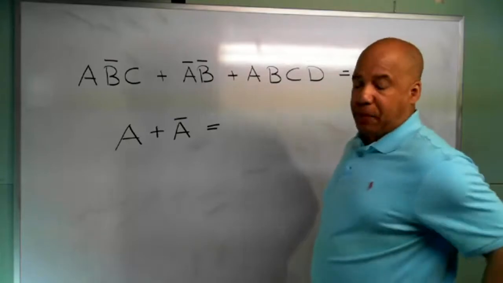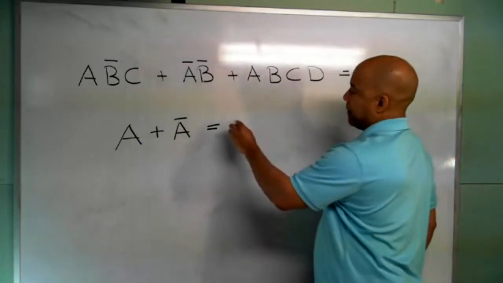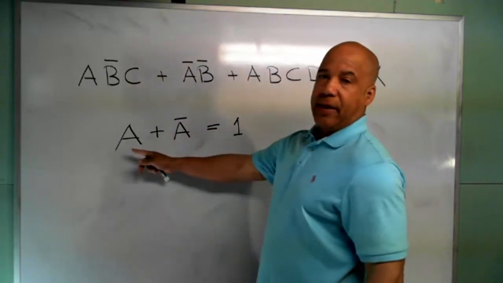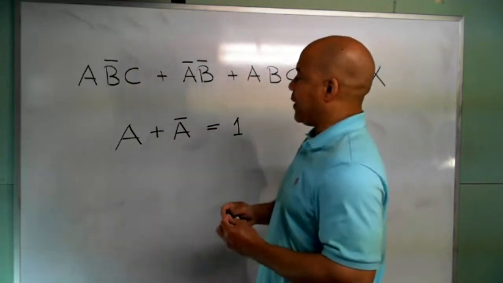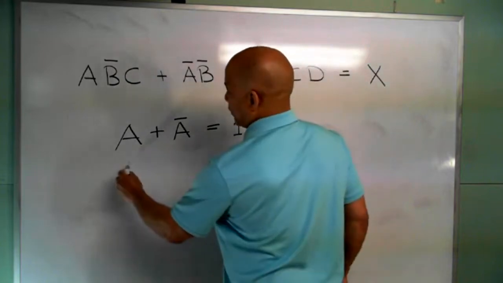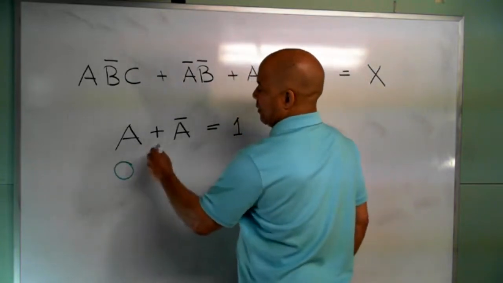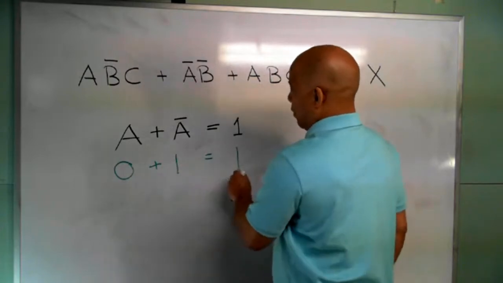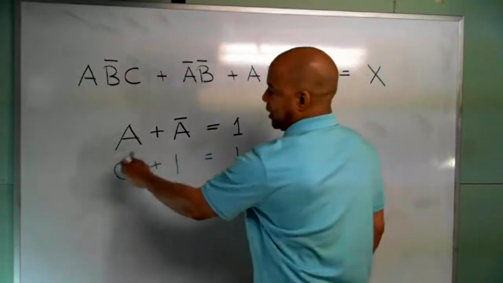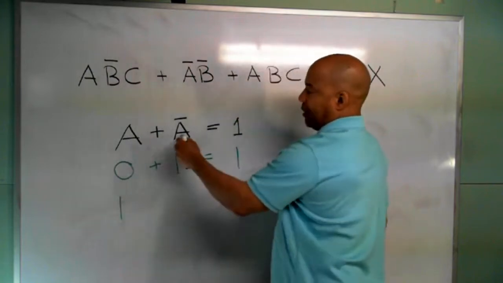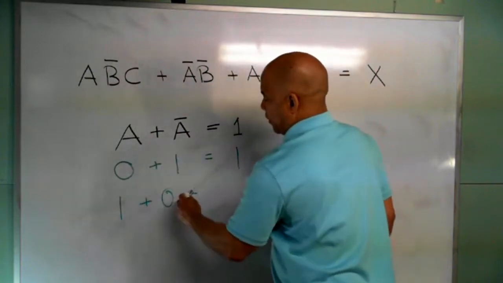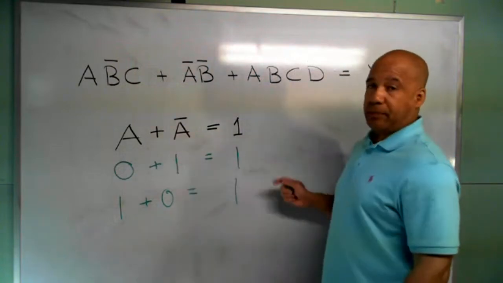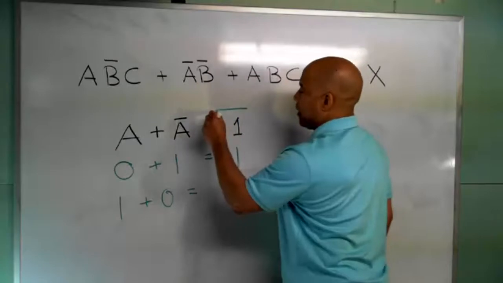If I OR A with its complement, I get a 1. I have to get a 1, right? Because all A is allowed to be is a 0 or a 1. If I choose A to be 0, that means not A has to be 1, and I have a 0 or 1, that's a 1. Or if I choose A to be a 1, that means the complement of A has to be a 0. So again, I get a 1. Anytime I OR a 1 with anything, I get a 1. So this turns out to be very important.